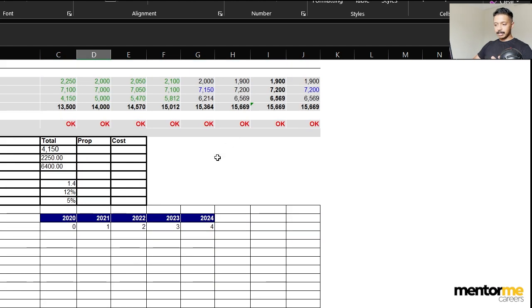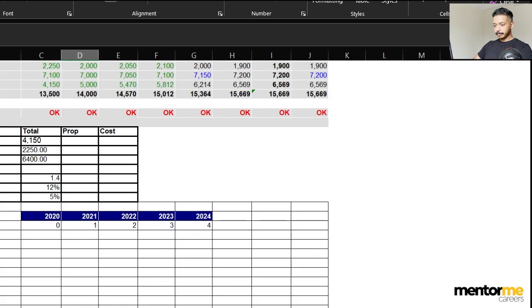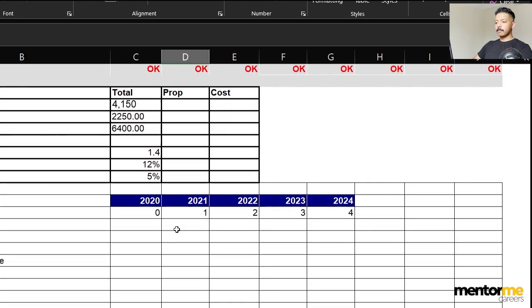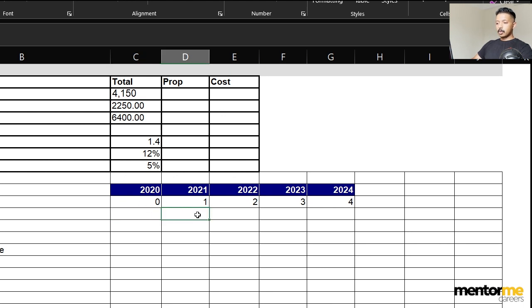So the concept remains the same. We need to find FCFE. All the other assumptions for valuations are already given. So let's start with year one. We want to find out the FCFE.